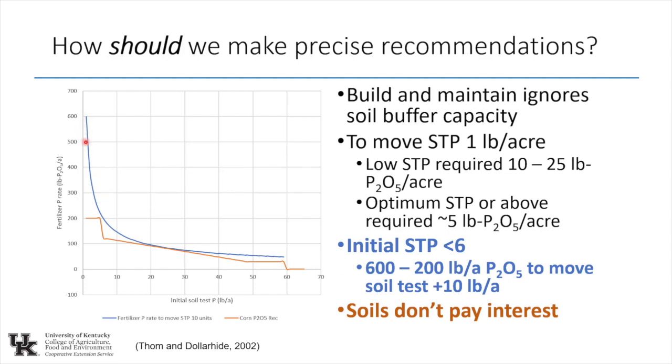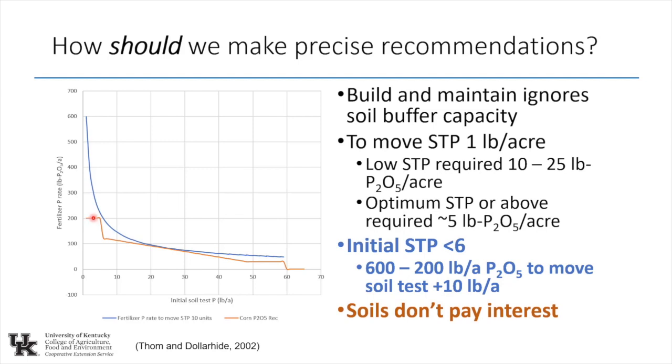Well, in this figure, the blue line indicates the amount of fertilizer in pounds of P2O5 per acre required to move soil test 10 units. Soil test phosphorus we're talking about here. So 10 pounds per acre of soil test phosphorus change. And so the University of Kentucky, at 5 pounds per acre of soil test phosphorus, will recommend 200 pounds per acre of P2O5 on a corn crop.